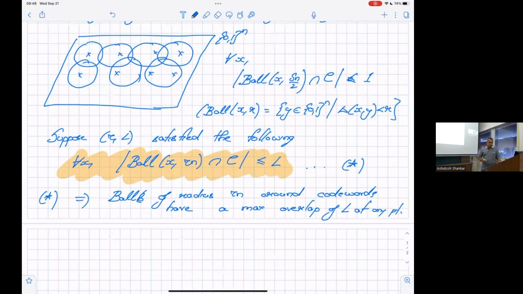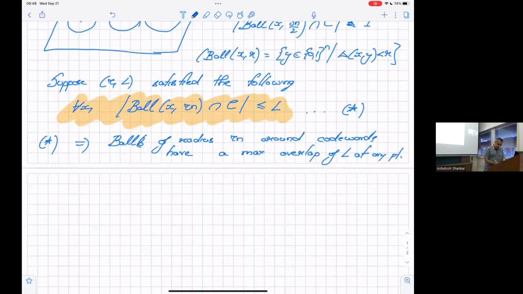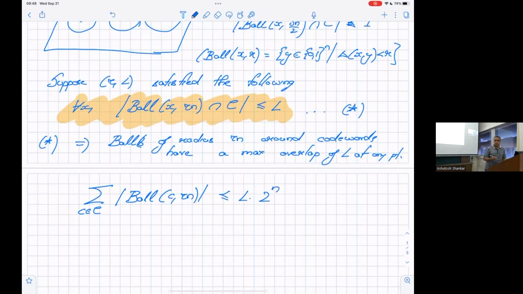That's all I claim. What I'm saying is, if I take a ball C of radius tau n and sum this over all C in the code, this quantity is at most L times the whole space, because this union covers each point at most L times.